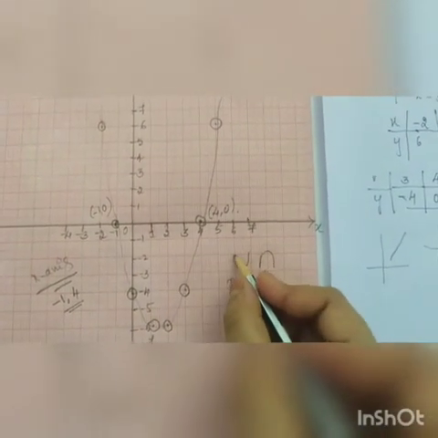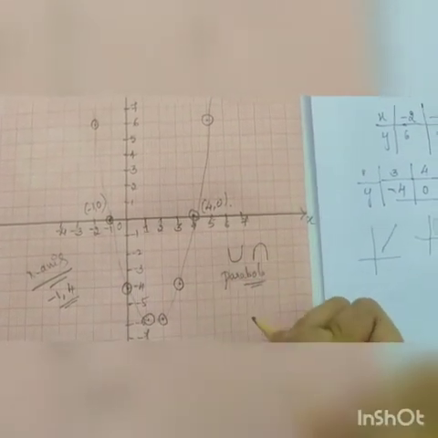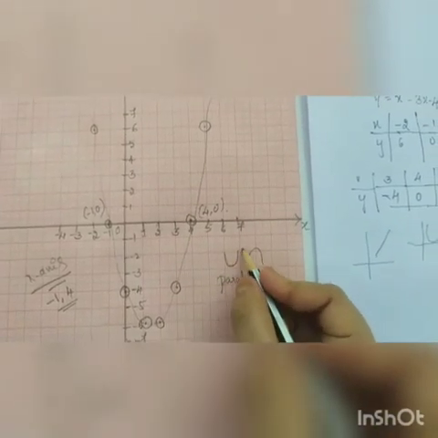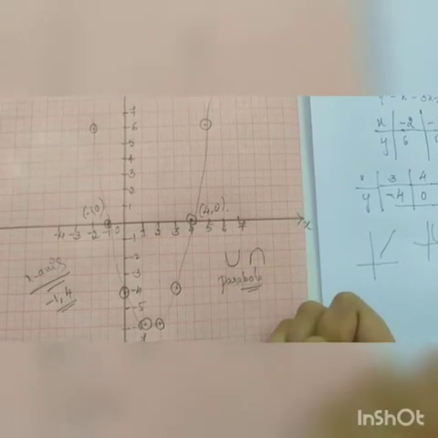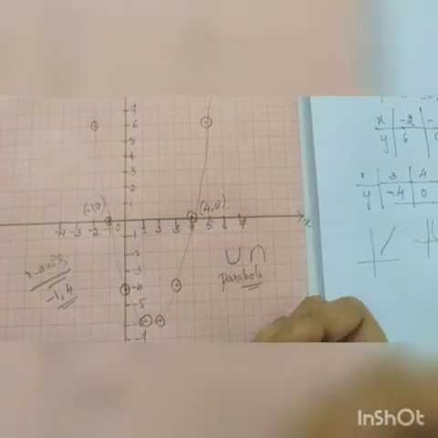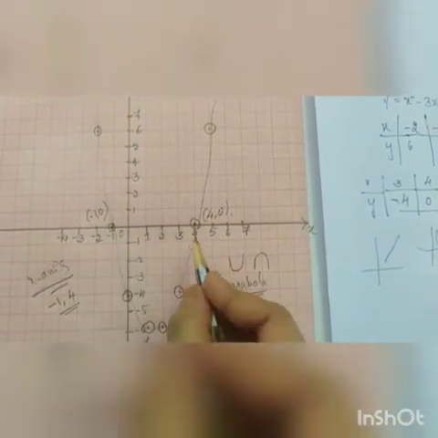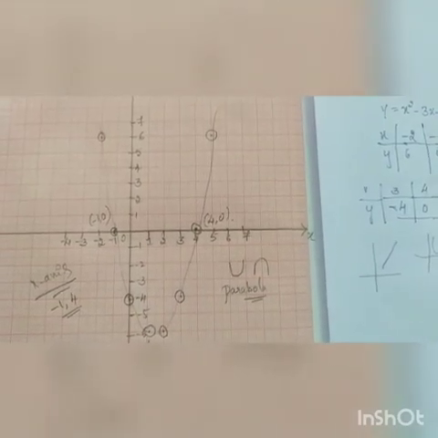Now there are certain conditions for this parabola. You can see the open up parabola and the open down parabola. How will we recognize the points on this? There are certain cases that we will be discussing.